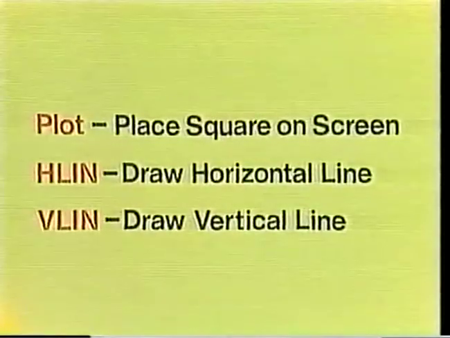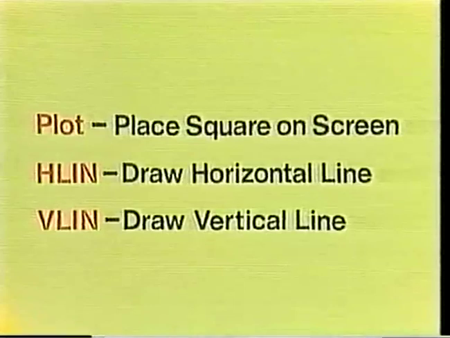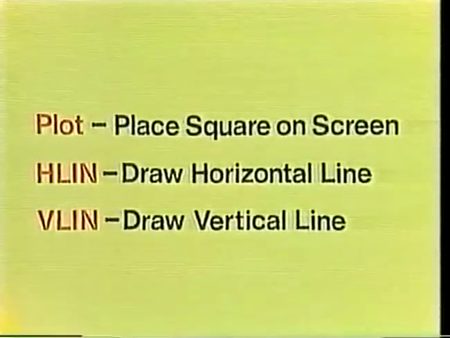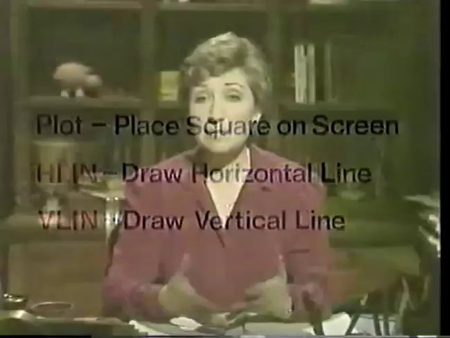Oh, okay. So 6 is blue. Well, that seems easy. And with just 3 graphics commands in BASIC: plot, place a square on the screen; H-line, draw a horizontal line; and V-line, draw a vertical line. You can obviously make up any sort of picture you like out of colored squares.